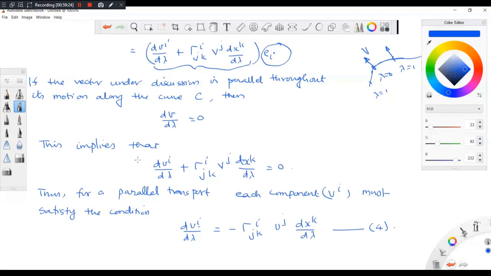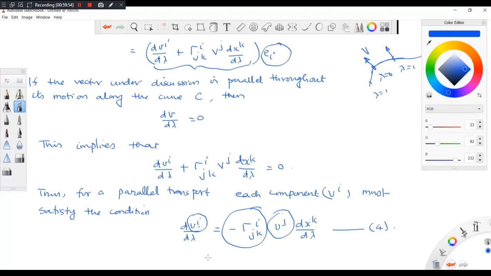And sir, can you explain again why they were called connection coefficients? So look here, Vi is there, right? The derivative of Vi is connected with Vi itself. And how the components and their derivatives are connected: they are connected through this gamma ij. Okay, sir, got it.